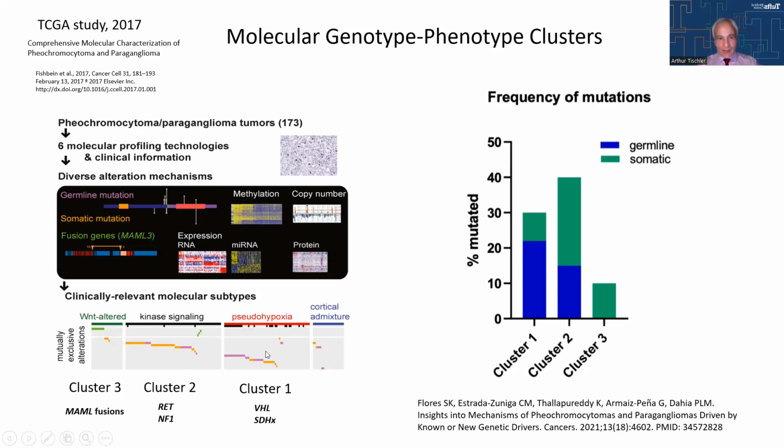Cluster 1 is now known as the pseudo-hypoxic cluster, and both VHL and SDHX tumors fall into Cluster 1, pseudohypoxia. The third, relatively rare cluster is a Wnt-altered cluster, in which the major mutations are fusions of genes of the mammal family, which is a developmentally regulated gene.